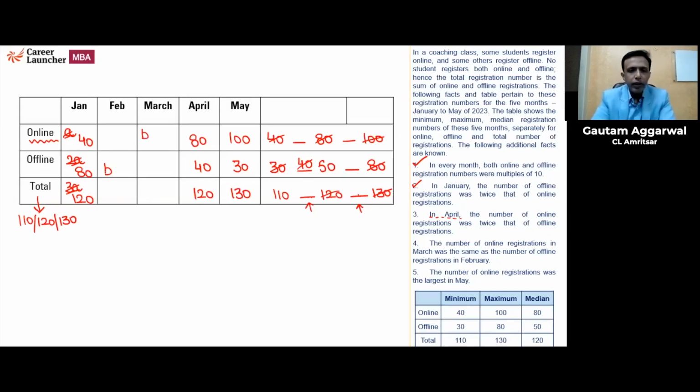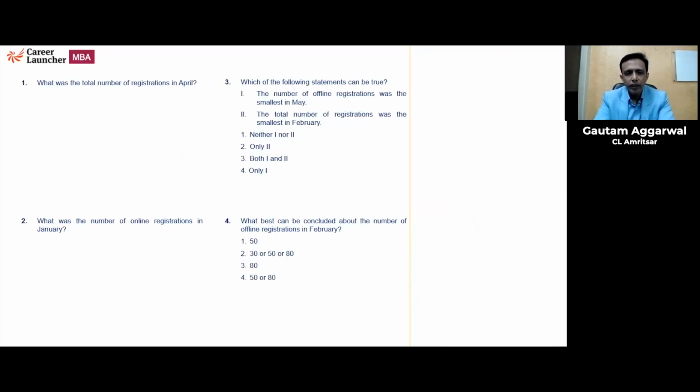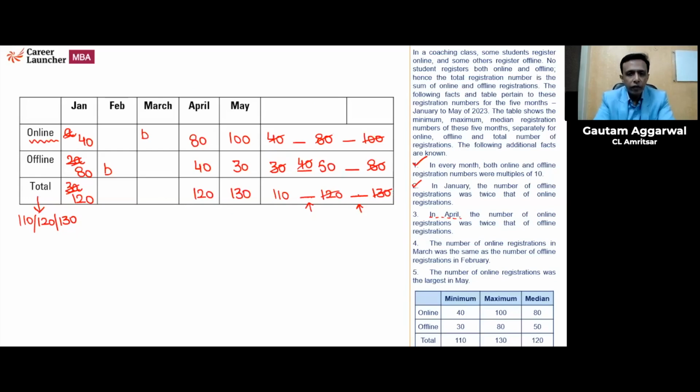अब अगर हमने क्वेश्चन ध्यान से पढ़े होते तो एक जुगाड़ लग रहा था यहाँ पे, which was making the things little more easier. What can be best concluded about the offline registrations in the month of February? See, the options were only 30, 50 and 80. So थोड़ा सा अगर मैं इस पे सब्स्टिट्यूट कर लेता तो could have saved time. हमें सारी ऑप्शंस को ट्राई करने की, सारी फिजिबिलिटीज चेक करने की जरूरत नहीं थी.